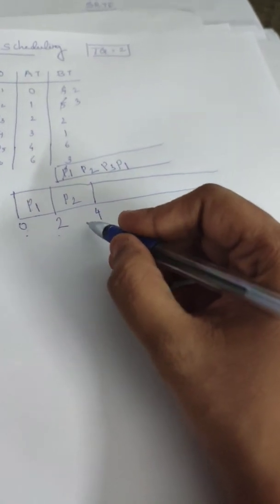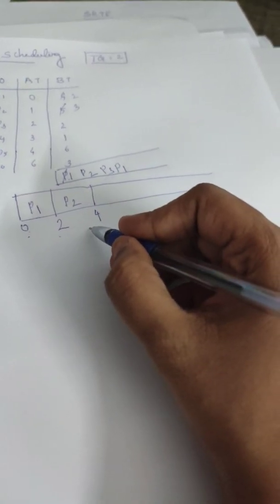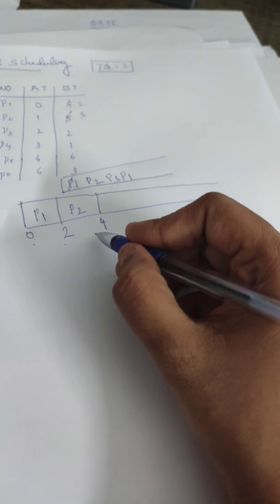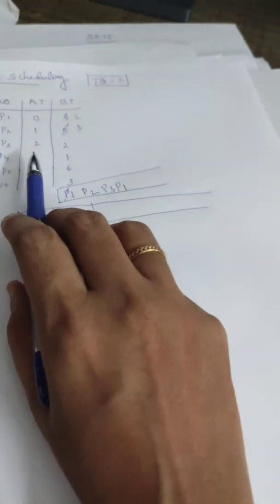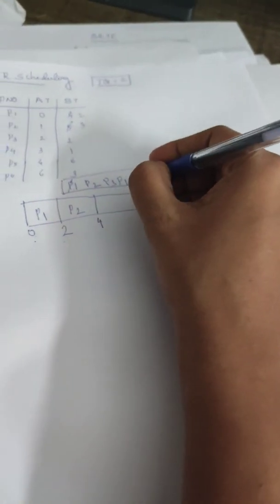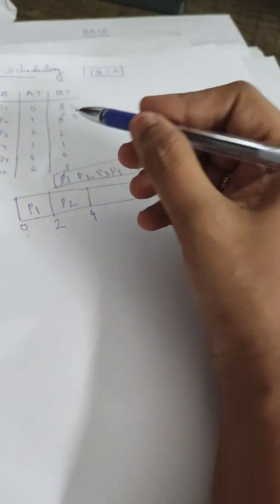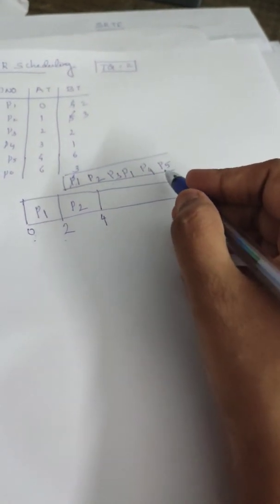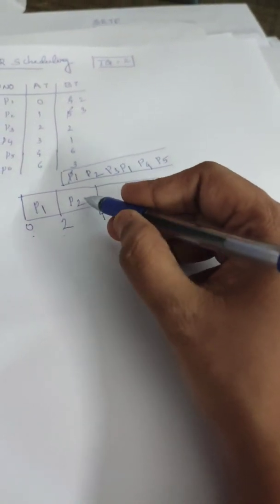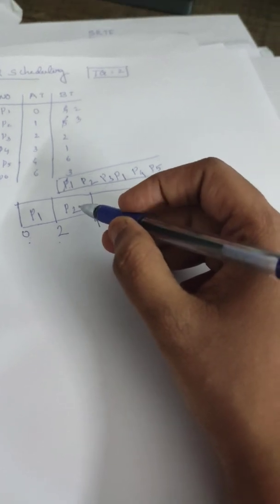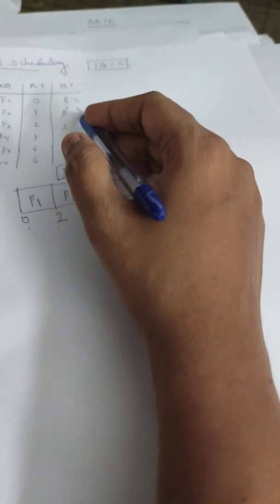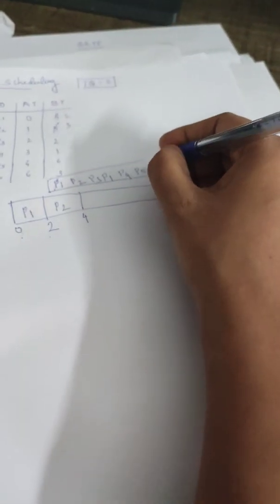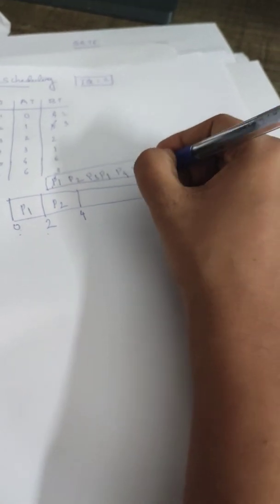Now between this time interval 2 to 4, you check what other processes enter the ready state. Process P4 gets inside the ready queue, then process P5 also gets inside the ready queue. After making this entry, you check whether process P2 has been completed or not. Process P2 has not been completed, so put the remaining process P2 at the back of P5.